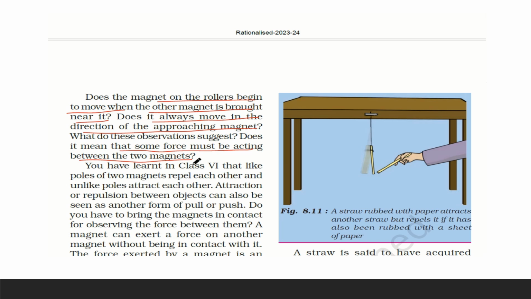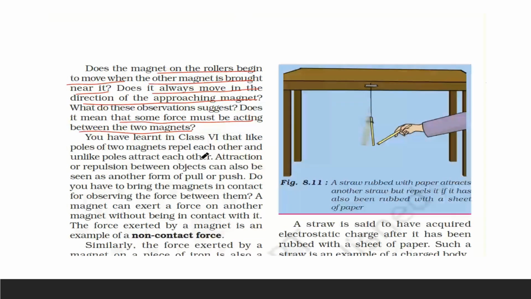You have already learned in class 6 that like poles of two magnets repel each other and unlike poles attract each other. So you know that unlike poles of magnets attract each other. The north pole will attract the south pole, whereas the north pole will repel the north pole and the south pole will repel the south pole. So attraction or repulsion between objects can be seen as another form of pull or push.